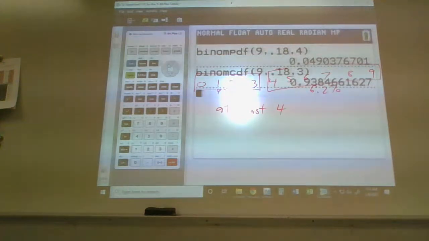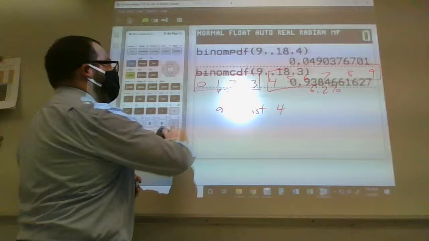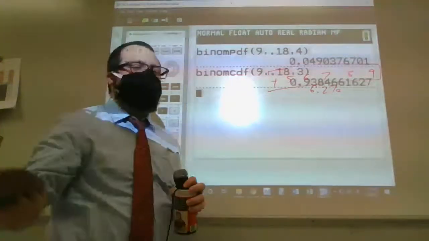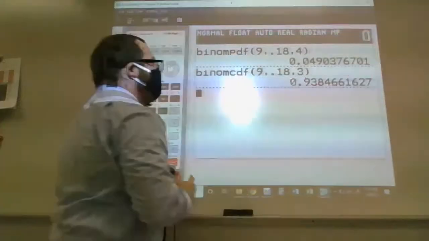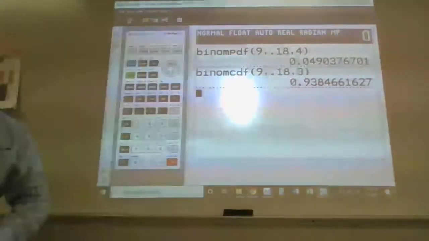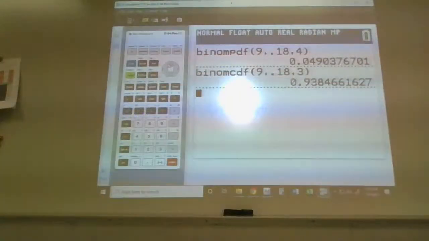The CDF function in the calculator will not do or more. It won't, unfortunately. You know the complement thing I was talking about. It will only do or less. It will not do or more.